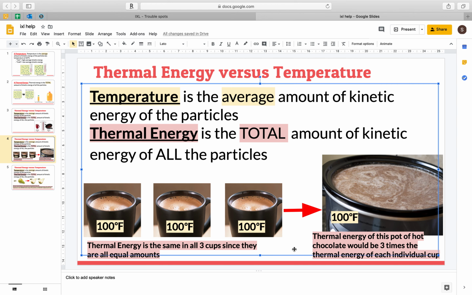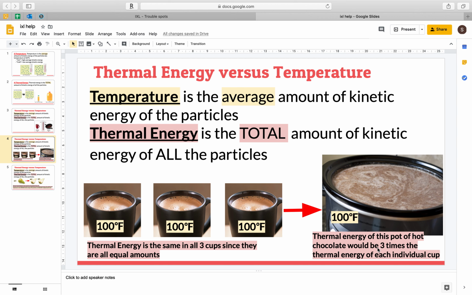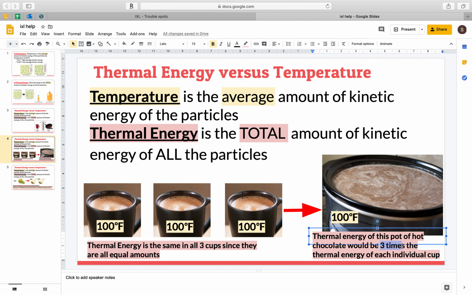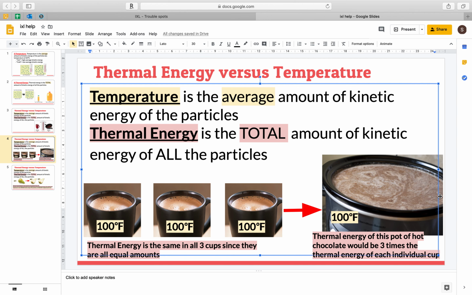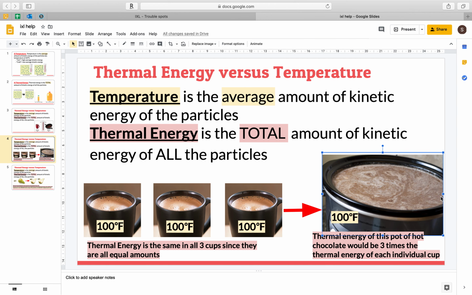However, what changes? The thermal energy changes. The thermal energy of this pot is going to be 3 times the thermal energy of each individual cup, because this cup's thermal energy is going to combine with this one and this one. So now this pot of hot chocolate has 3 times the amount of thermal energy of each individual cup. Imagine you're combining 3 containers with all these particles all together. So now the thermal energy goes up by 3 times.